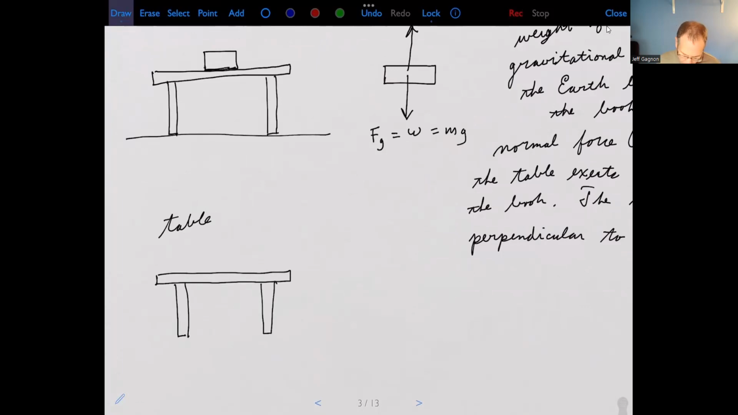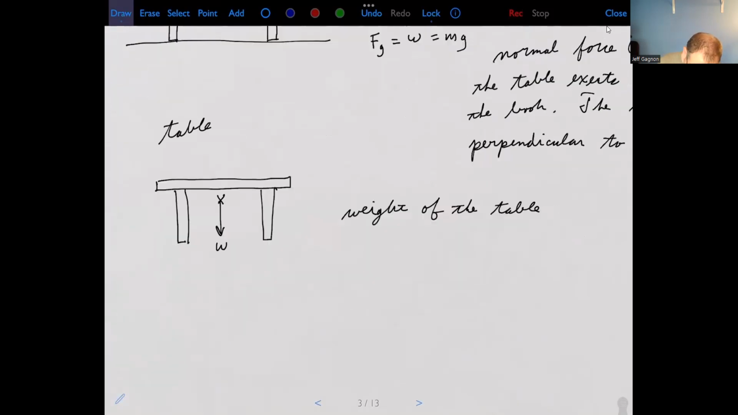Okay, well, the Earth is exerting a force on the table, right? There's a gravitational force of the Earth exerting on the table. So what is that? That's like the weight of the table. That would be like at the center of mass. I don't know where, say like right here, let's say. So I'll just draw that downward. So I'll say W. So we have the weight of the table. So that's one force acting on the table.